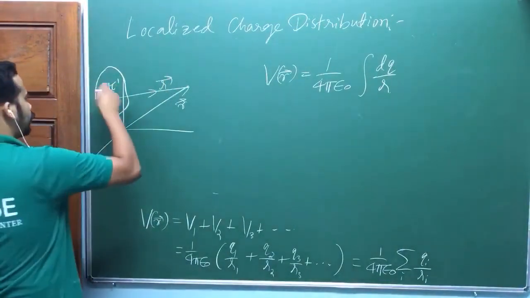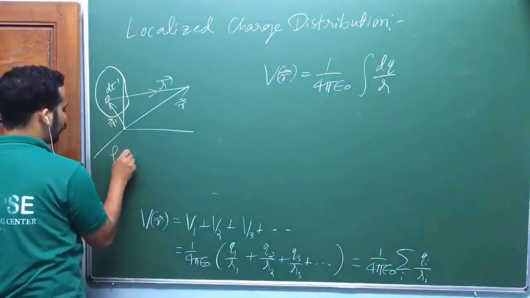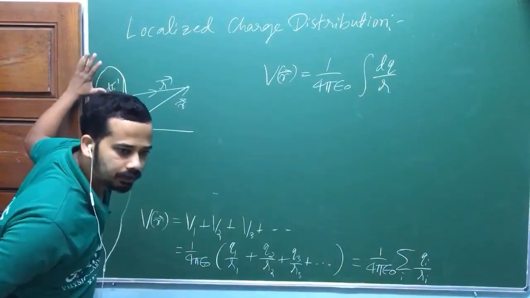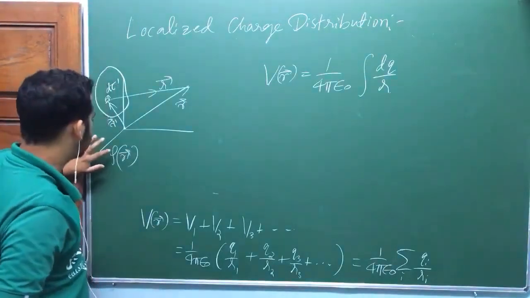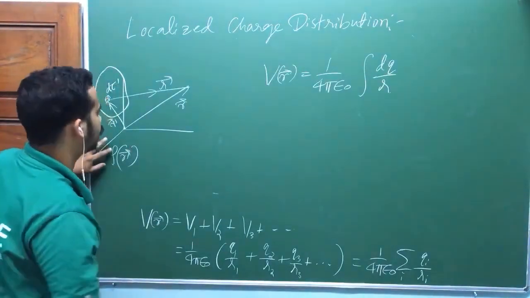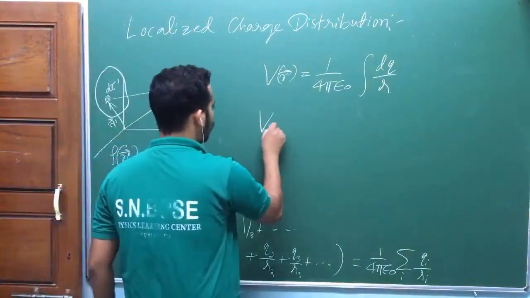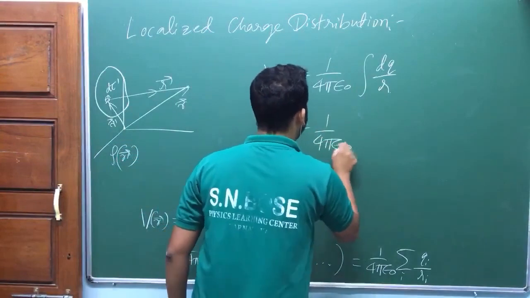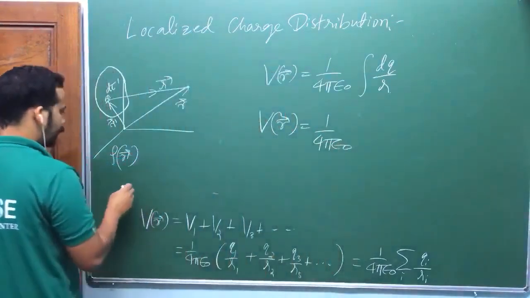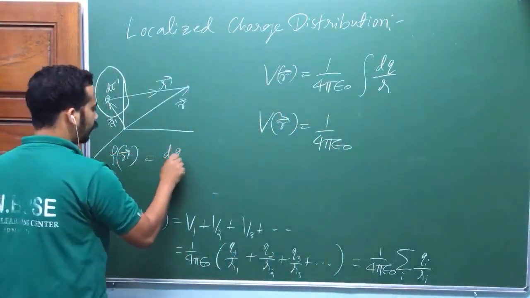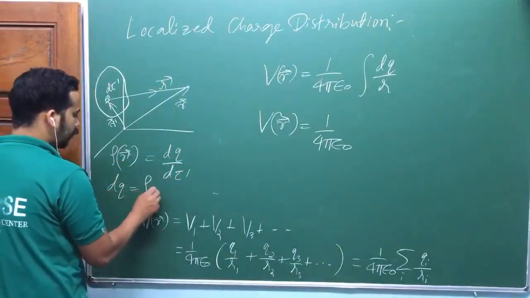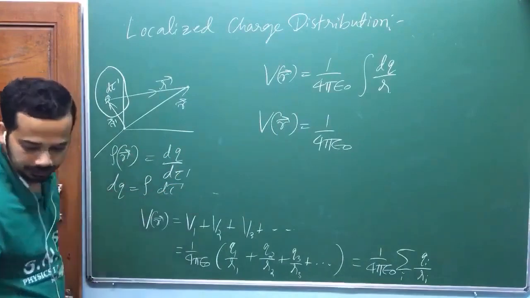So then what we do is, we define rho of r prime. In this region of the source charge, we define a charge density in the case of volume charge distribution. So we can write our potential at r as 1 by 4 pi epsilon naught. How can we write dq? Rho of r prime is dq by d tau prime, so dq I can write as rho d tau prime.